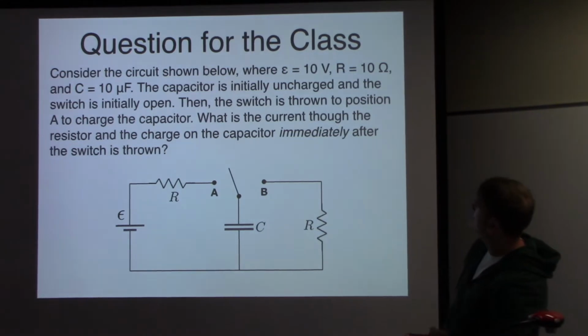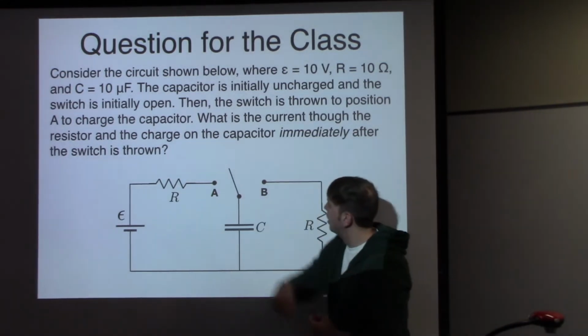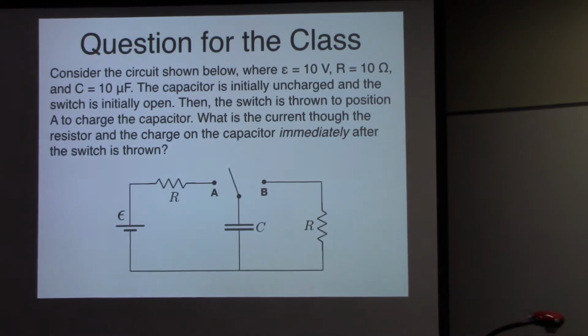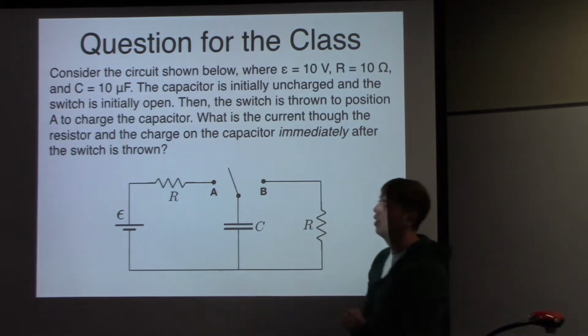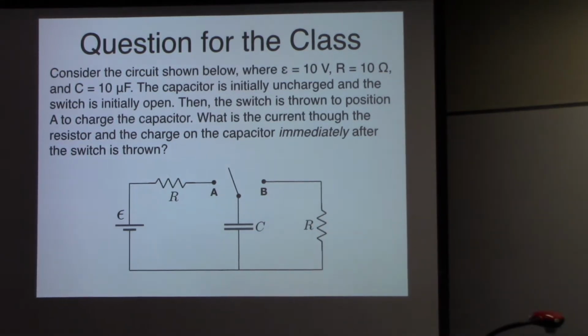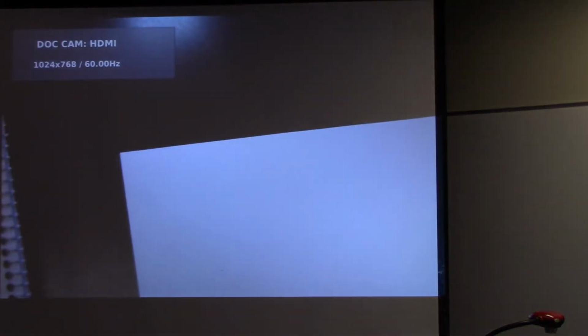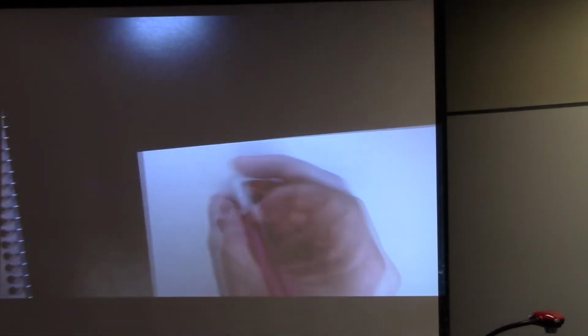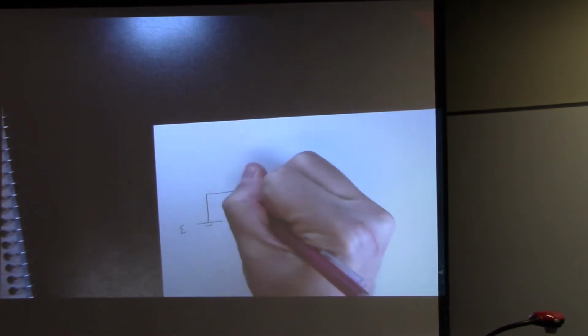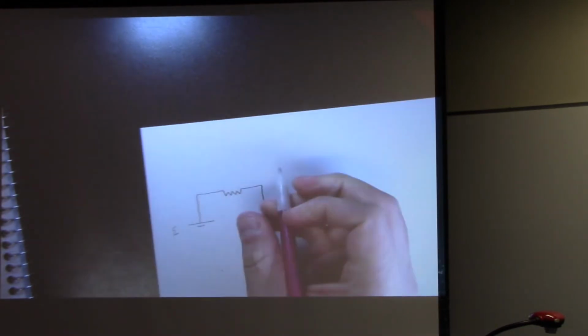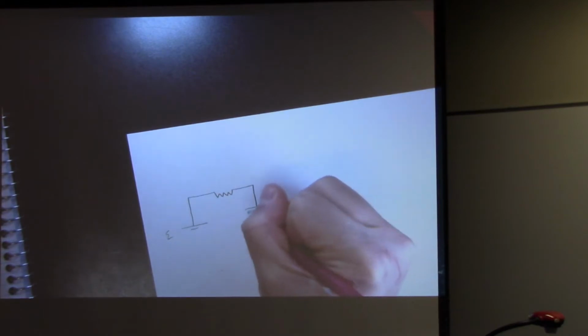A couple questions here. What is the current through the resistor, that would be this one right here, and the charge on the capacitor immediately after the switch is thrown? So immediately when this makes contact with point A, what is the value of Q, and what is the value of I for this circuit? So let's work it out. So the situation kind of looks like this. We've got the battery with an EMF, epsilon. We've got a resistor up here, and we've completed the circuit by connecting this to the capacitor.